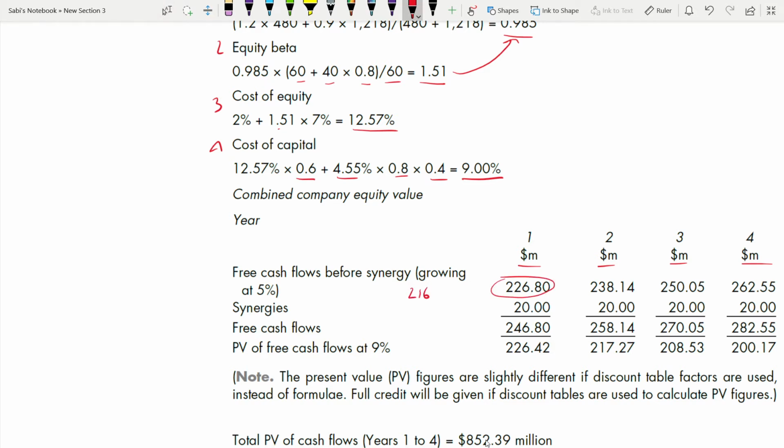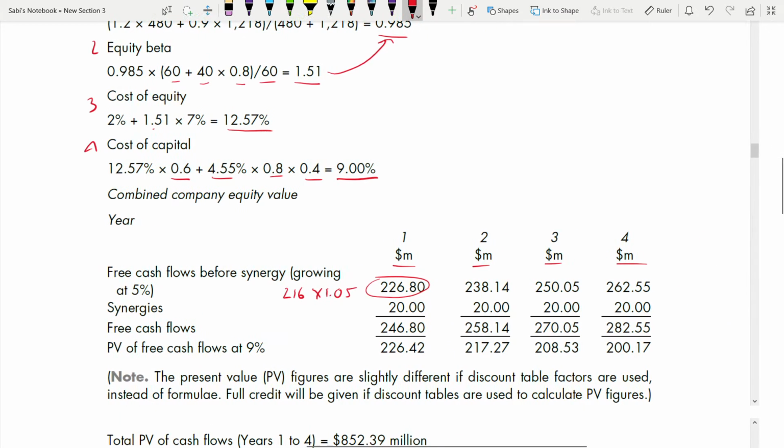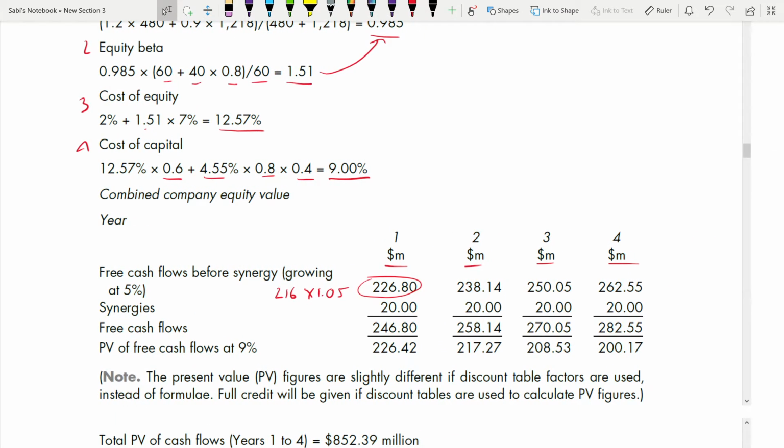Okay, let me put this here. From the first year itself, we have to keep increasing, and every year you have to keep increasing it by 5%. Then you have to add synergy. Synergy is 20 million for each year, not just for 1 year, for each year, for the 4 years only. So 20, 20, 20, 20. Add. That is your free cash flow. Now discount it using 9%.